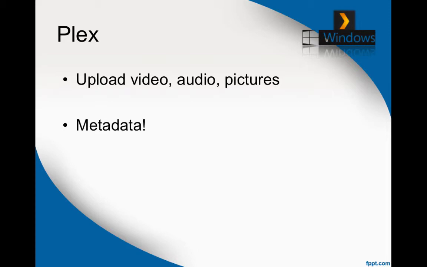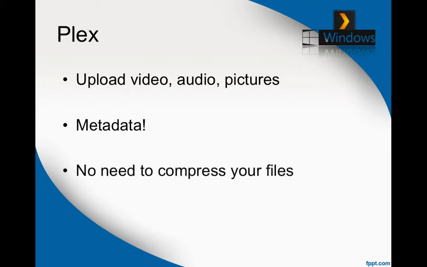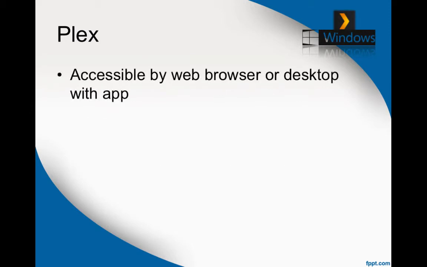And it's also connected to another server, or it may just be to the internet, that's going to look at the file that you have and how it can fit into another category. So if you download Reservoir Dogs, it'll put it into your action movies category. There's no need to compress your files like with YouTube, and you can access it by web browser or with the desktop app.